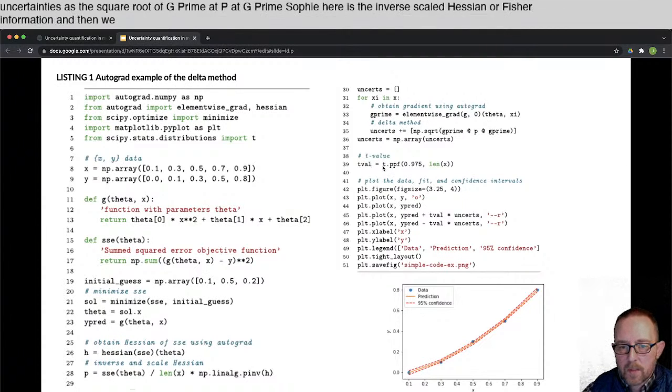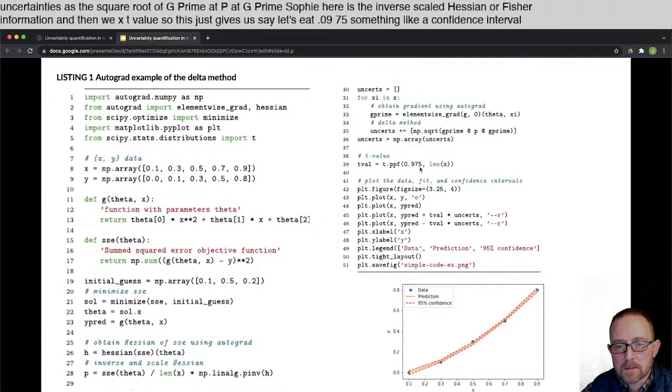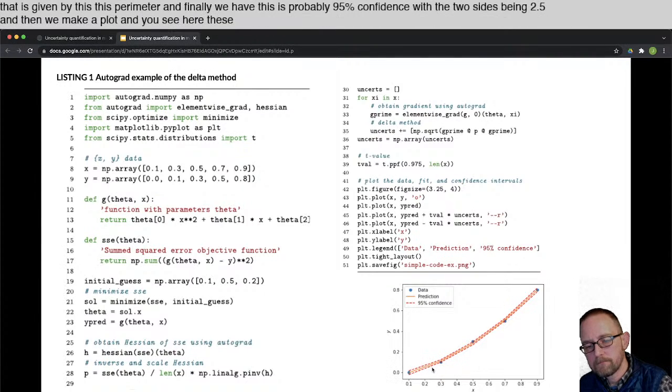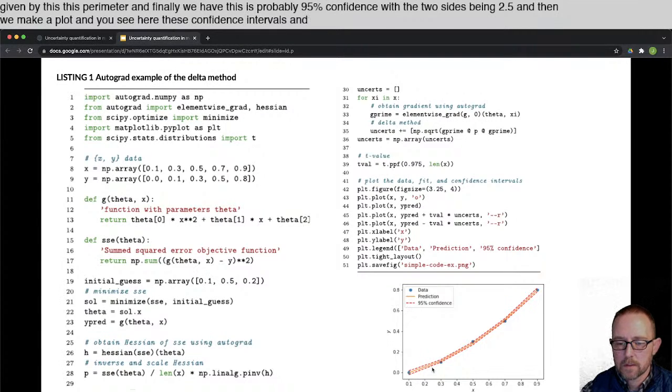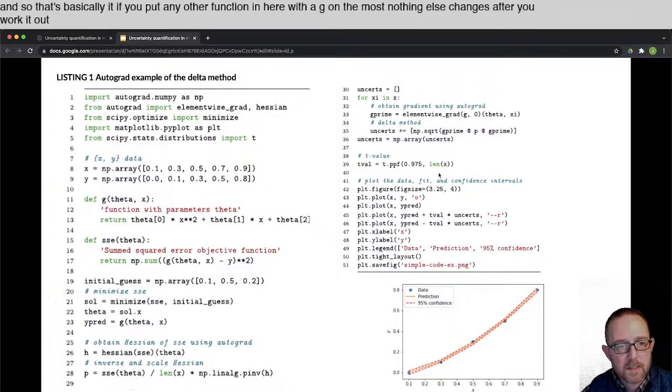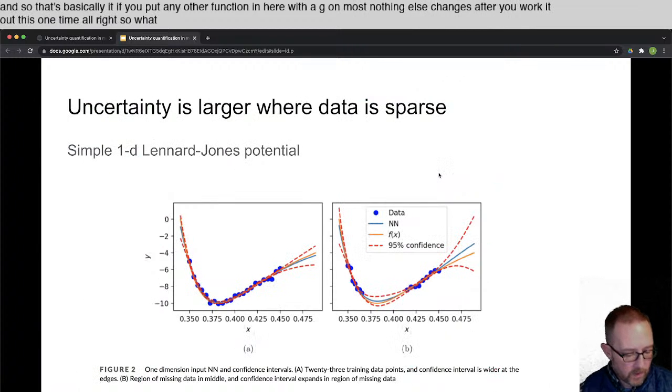And then we multiply by a t-value, which gives us something like a confidence interval that is given by this parameter. This is probably 95% confidence, with the two sides being 2.5. Then we make a plot, and you see here these confidence intervals and the fit. All right, and so that's basically it. If you put any other function in here for g, almost nothing else changes after you work it out this one time.